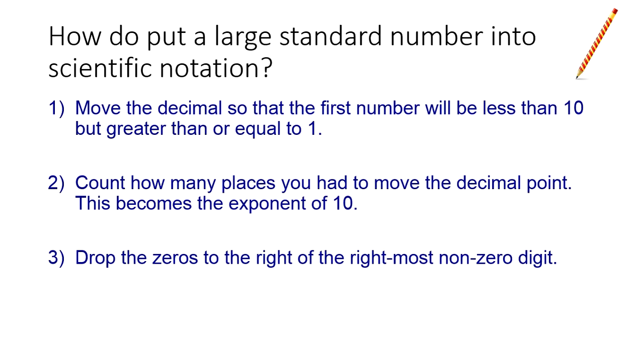So the very first thing we're going to do is move the decimal, which is normally in the back of the number, so that the first number will be less than 10 but greater than or equal to 1. So basically you're going to move the decimal point until you get the first number in the front, or only one number in front. We're going to count how many places you had to move, and that's going to become the exponent of the 10. We're going to get rid of any zeros that were present before we start moving them, okay?